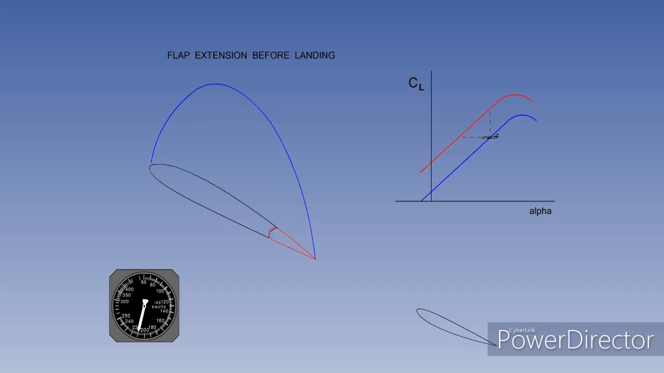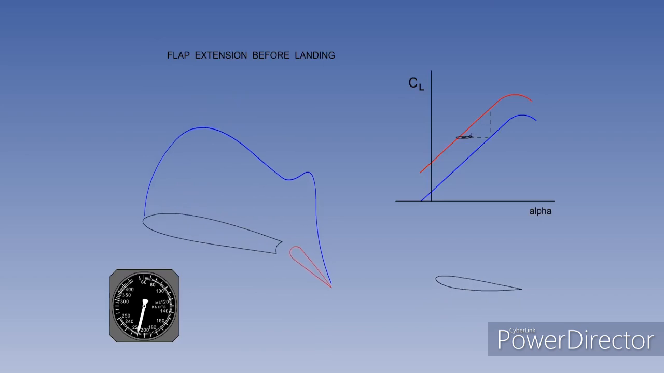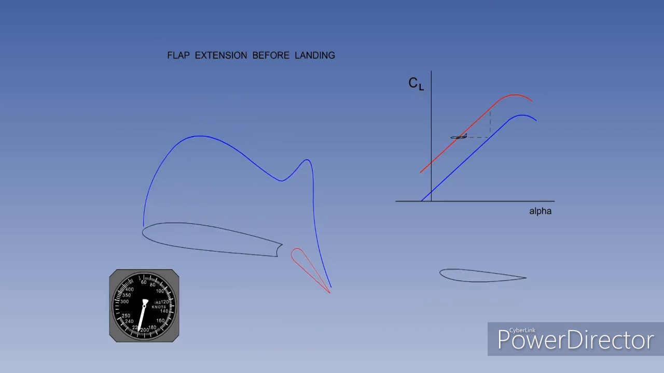When considering flap extension prior to landing, we can use the same principle of trading indicated airspeed and angle of attack to keep lift the same as the weight. As the flaps extend, the pilot must decrease the angle of attack.